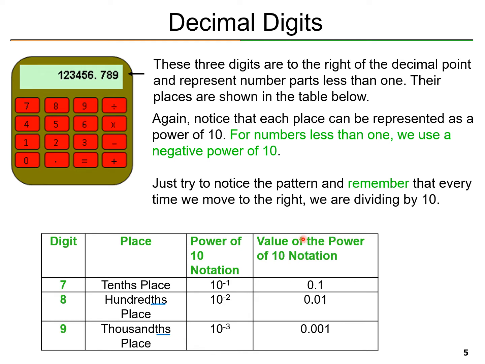So let's go from the value of each one of these places to the power of 10 notation. So we all have the number 10, but this time we write negative exponents or negative powers. 0.1 is the same as 10 to the power minus 1. 0.01 is the same as 10 to the power minus 2. So 0.001 is 10 to the power minus 3. So notice that 10 to the power minus 1 is larger than 10 to the power minus 2. 10 to the power minus 2 is larger than 10 to the power minus 3.